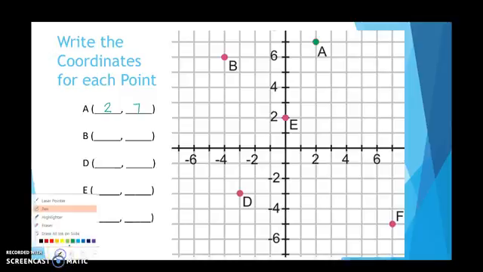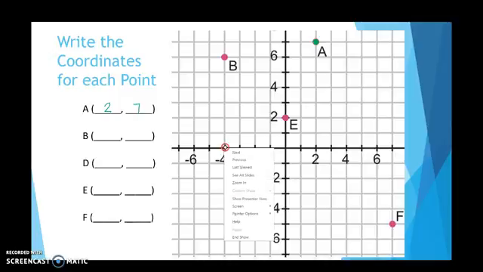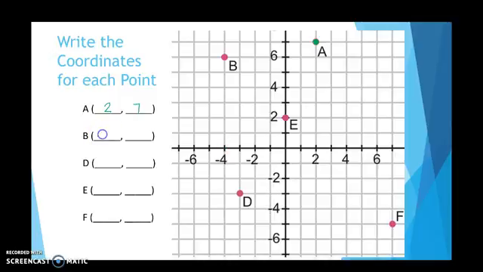What about, let's try another, B. So B, I'm over here, and I went to the left 1, 2, 3, 4 to get to it. So -4. And then I went up again. So 1, 2, 3, 4, 5, 6.